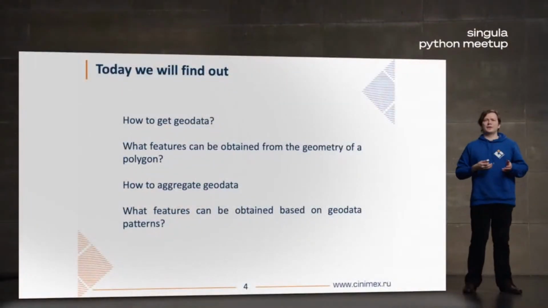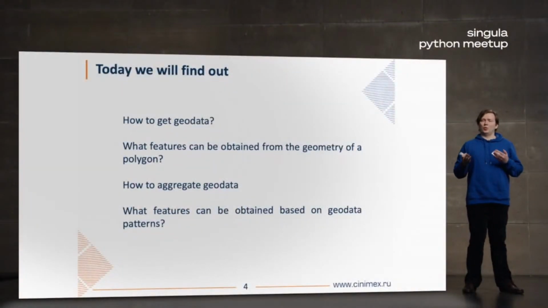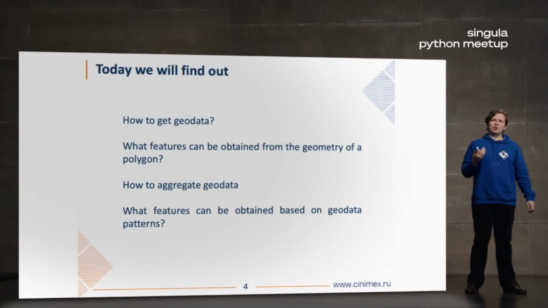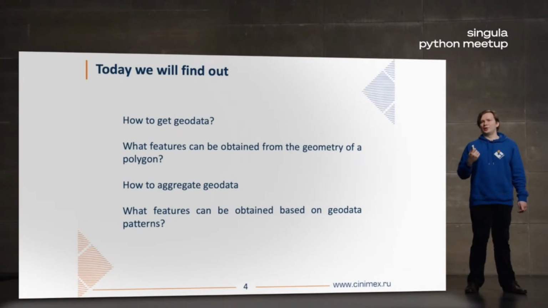And today we are going to discuss which ways we can obtain our geodata. Secondly, we will discuss which types of features we can generate based on shapes and geometries. We will also discuss how we can aggregate our data, and finally we will discuss which features we can obtain using knowledge of spatial patterns.